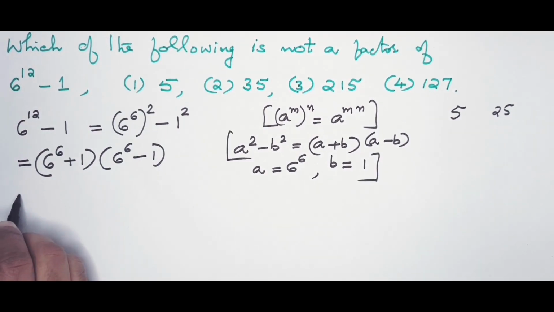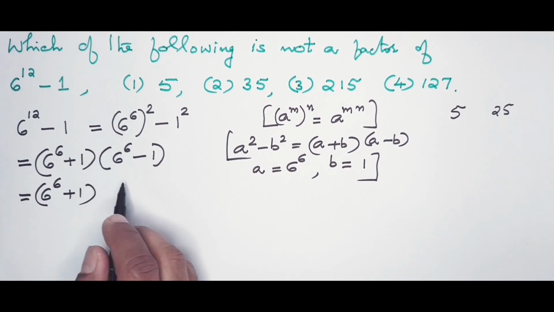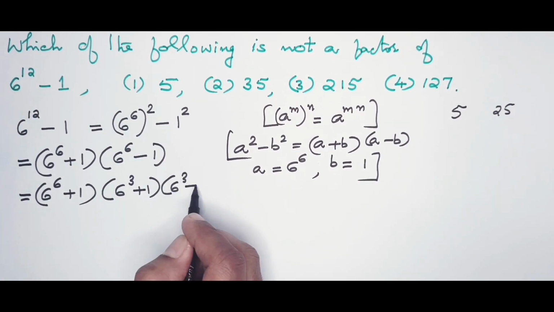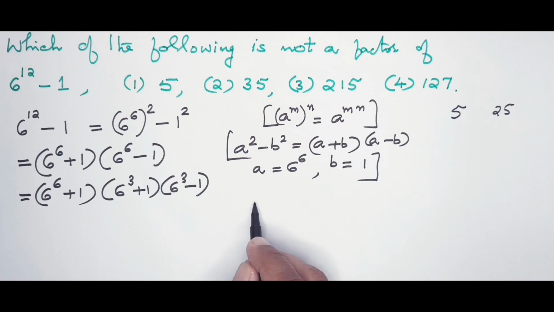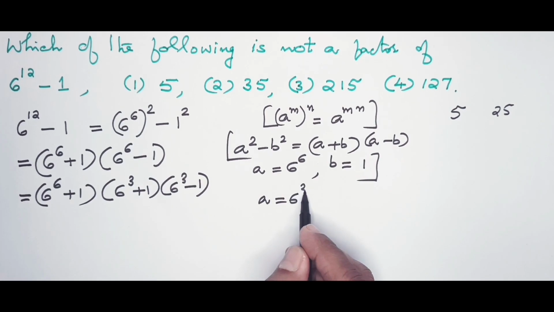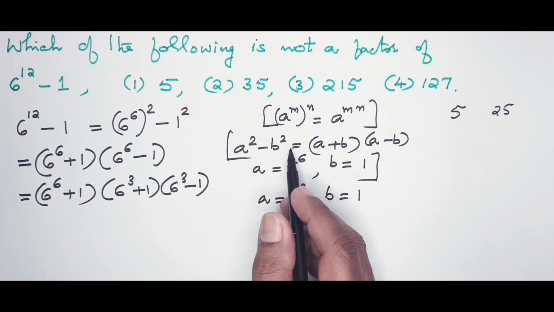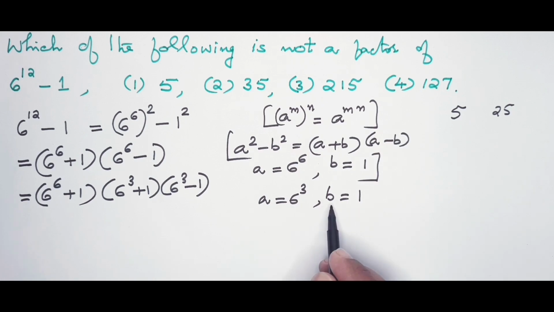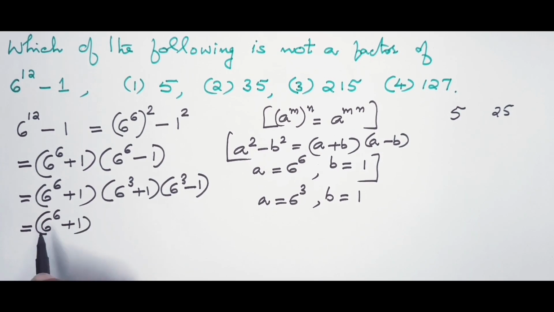Now let me write this expression as it is. This one you can further split like we did before: (6 to the power 3 plus 1)(6 to the power 3 minus 1). Again, what are we doing here? The same rule, in which case a will be 6 to the power 3 and b will be 1. The same basic identity we are using with a slight change in the value of a. Now the first expression I am not changing.